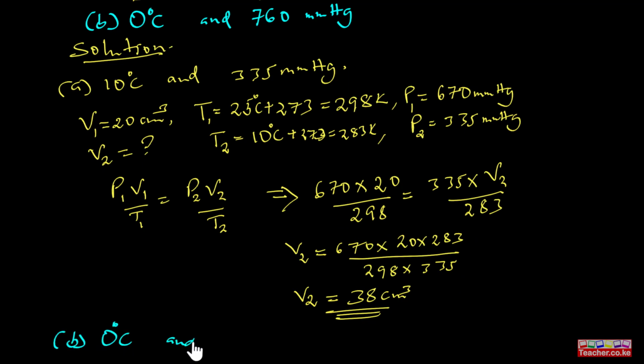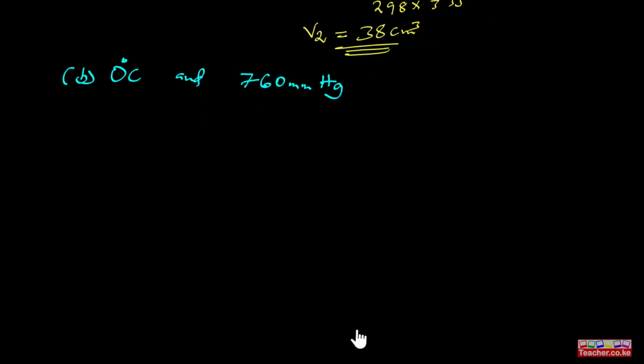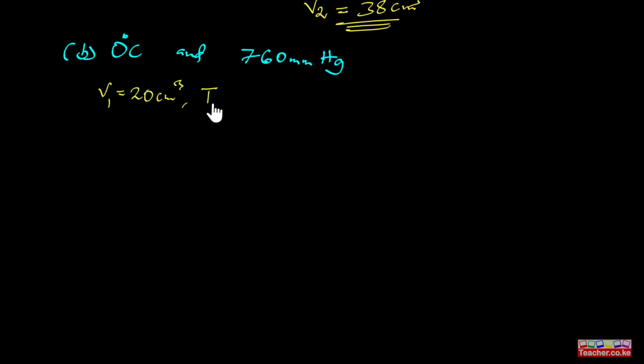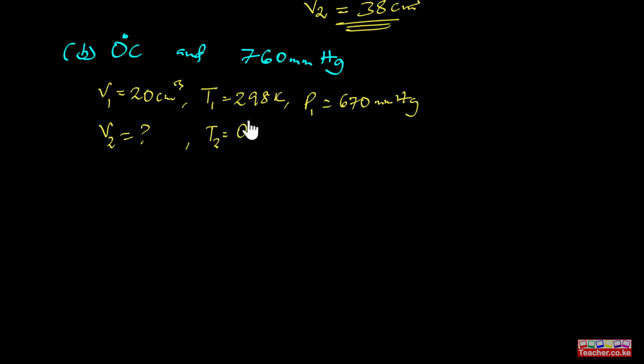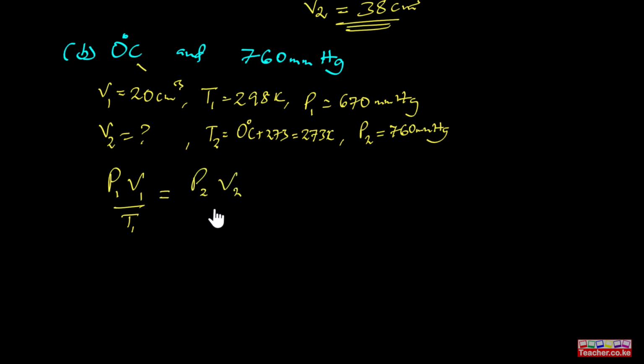The second part, B, we have already our first pair of values, P1, V1, and T1, so we'll remember them. Let's just express our second pair of values. So our V2, we don't know. Our T2 is 273 Kelvin, and our P2 is 760 millimeters of mercury. So just as we did in part A of the question, let's repeat the same in part B. So P1 V1 over T1 equals P2 V2 over T2 according to the combined gas law.